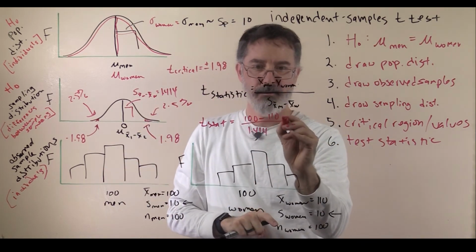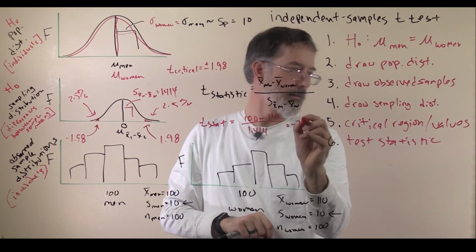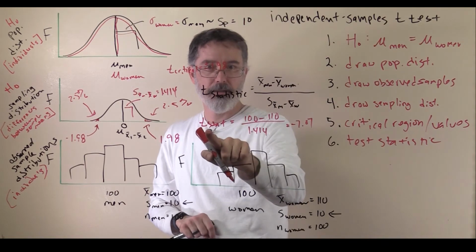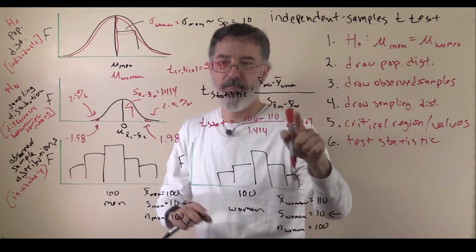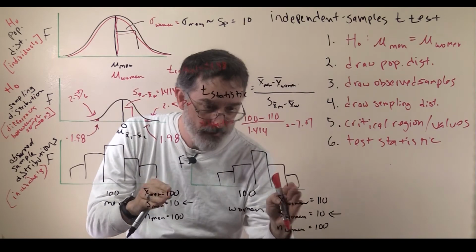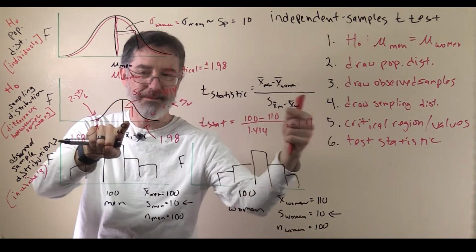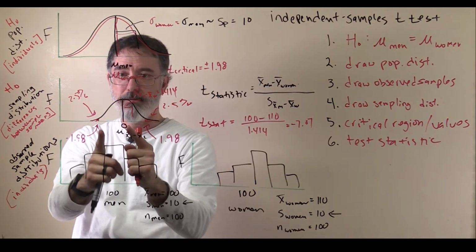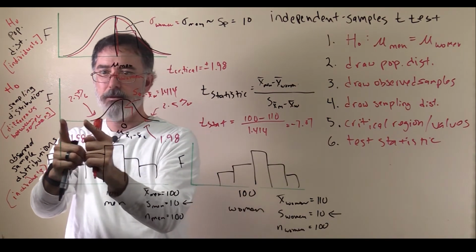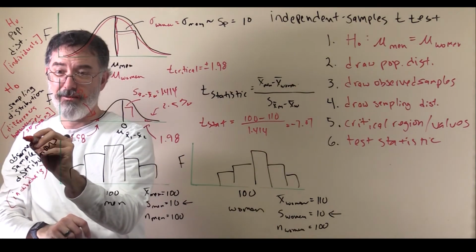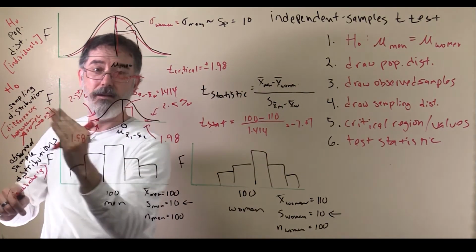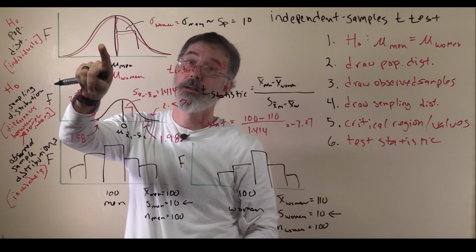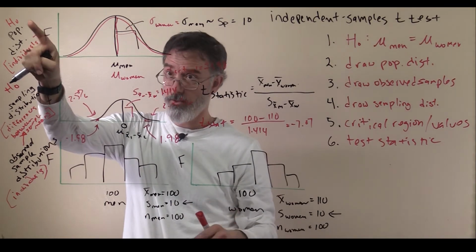So here we have negative 10 divided by 1.414, that's negative 7.07. So our t-statistic is negative 7.07. That means this observed difference between our means on this distribution was 7 standard deviations over this way. So this is about 2, 4, 6, 7. Our observed difference is way over here. So that's an extremely unlikely difference to come from these two populations if the null hypothesis is true due to random sampling.